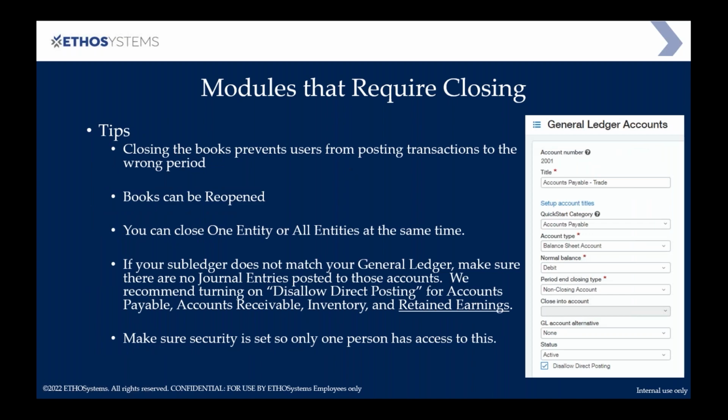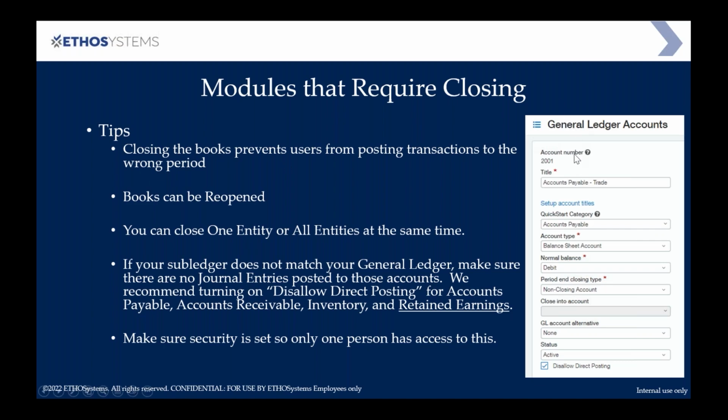So again, closing the books prevents users from posting. We talked about how books can be reopened. You can close one entity or all entities at the same time. We also talked about if your subsidiary ledger does not match your general ledger, make sure there are no general ledger postings.